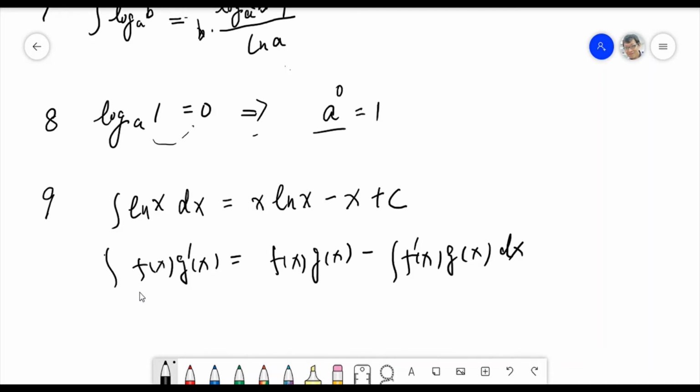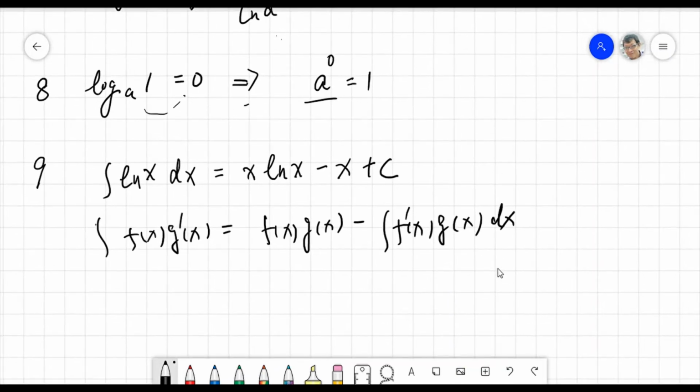You can look at here. If this is integration by parts, one is f(x), another is g'(x), the derivative of g(x), it equals the original form, the product f(x) times g(x), minus, and then minus what? Minus the integral of the first item's derivative, and the second item we just keep the original form and do the integration.